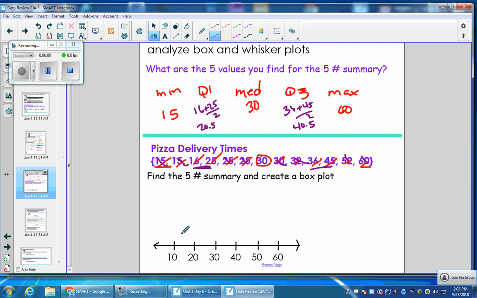So 15 is my low, 20.5 is my Q1, my median's 30, 40.5, and 60. Remember the middle 3 make the box, and then the min and the max make our whiskers. All right.